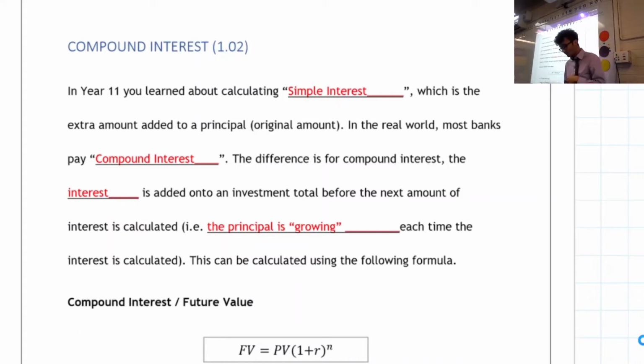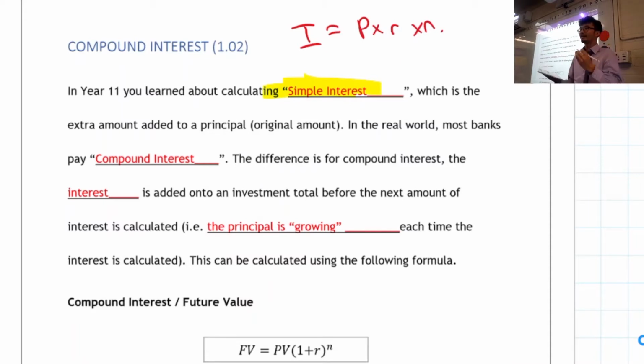The idea of compound interest is that it's a better reflection of what's actually going on. Simple interest, if you remember, is a formula that looks like this. And it's a formula which is actually easier to use, right? All it does is calculate the interest, or what we call the extra amount, when you put, for example, money in the bank.